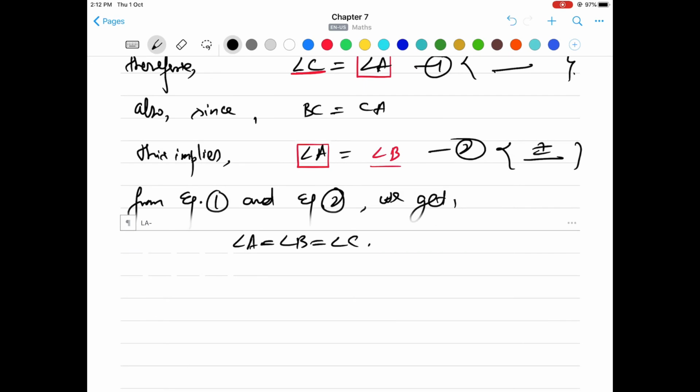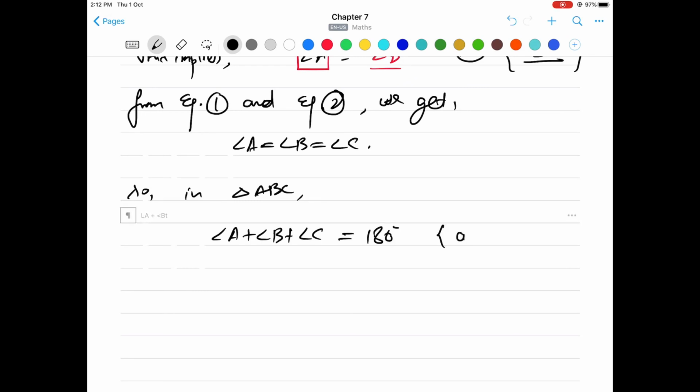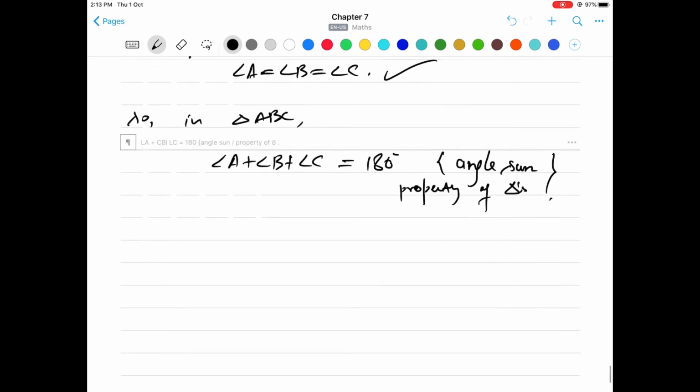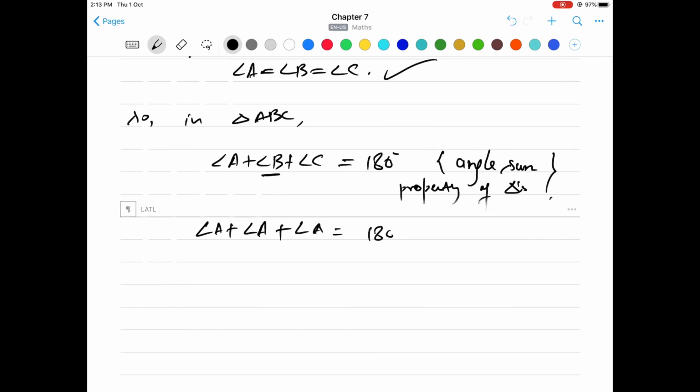Okay, so in triangle ABC, the sum of angle A plus angle B plus angle C has to be equal to 180 degrees. This is the angle sum property of a triangle. All three angles are equal, so we can replace angle B and C by angle A also. So we have angle A, and in place of angle B we can also write angle A, and in place of C we can write angle A, equals 180 degrees.